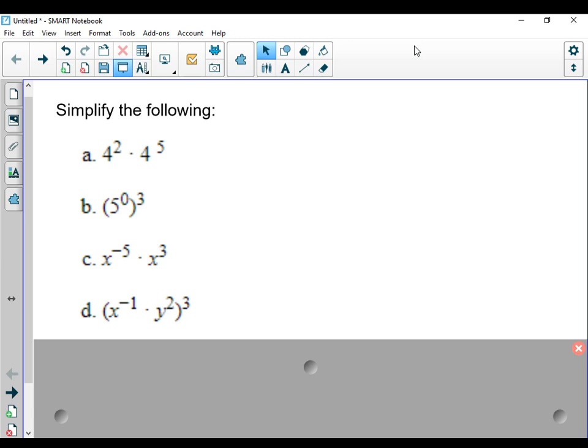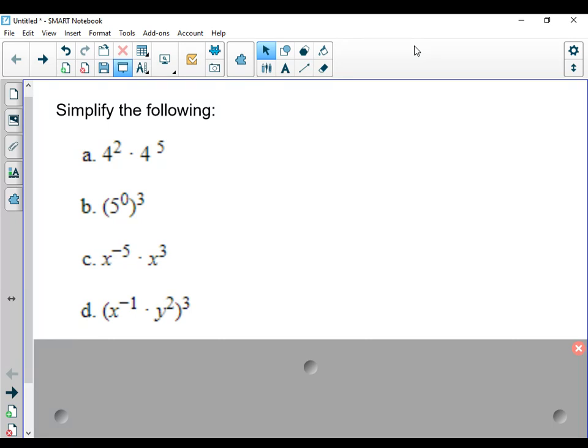Okay, let's see what we remember, what we don't remember about simplifying. The first one, where we have the base of 4 for both, but we're asked to multiply those two. What's the rule we're going to do there? What do we do if we have like bases and we're multiplying? What do we do with those exponents?